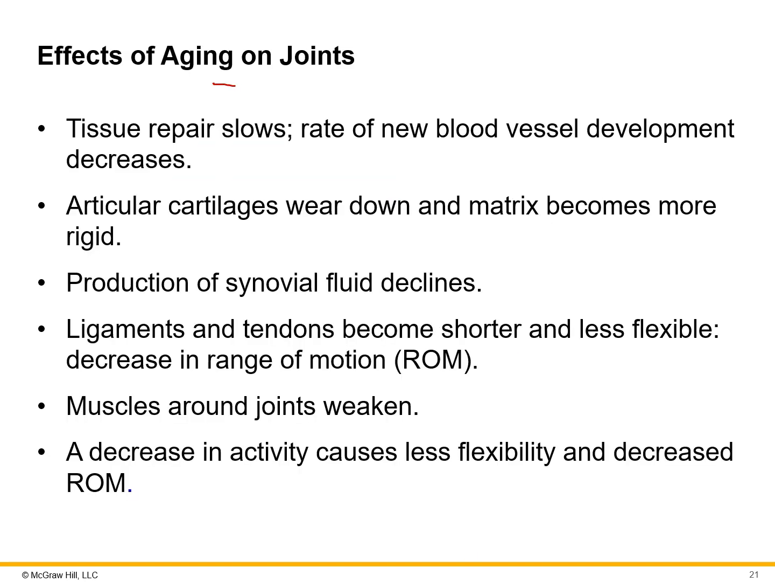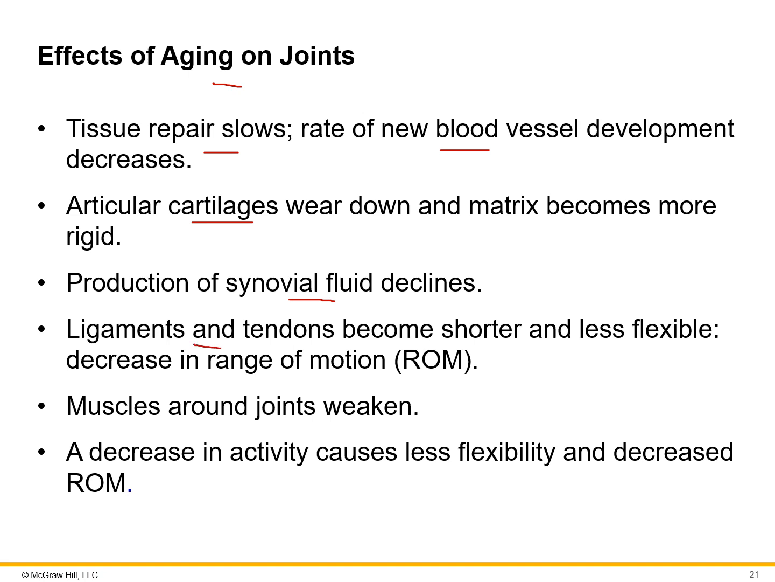The effect of aging on our joints. Just as we age, and we've mentioned some of this before, tissue repair slows. The rate of new blood vessels slows. Blood doesn't come all the way into the joint, but it brings blood, nutrients, and oxygen to those areas. The cartilage wears down. I mentioned knee replacements, to where the cartilage is gone. We have that bone on bone friction starting to occur. Synovial fluid, the fluid in that cavity, starts declining. So it's more rigid, less like the oil in our car that keeps everything going.